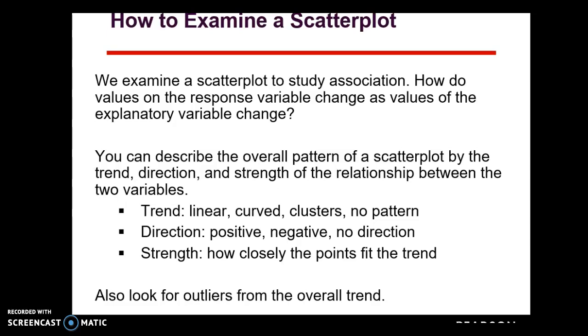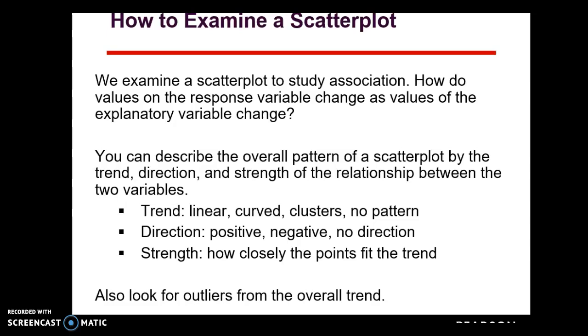So how does the dependent variable depend upon the independent variable? How does it change? And we talked about the dependent being the response variable and the independent being the explanatory variable. So we're going to look at a few things.